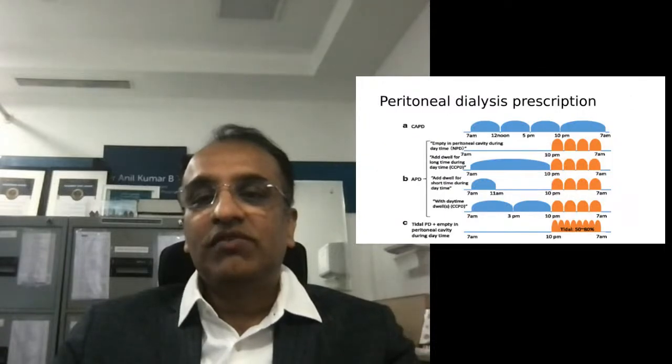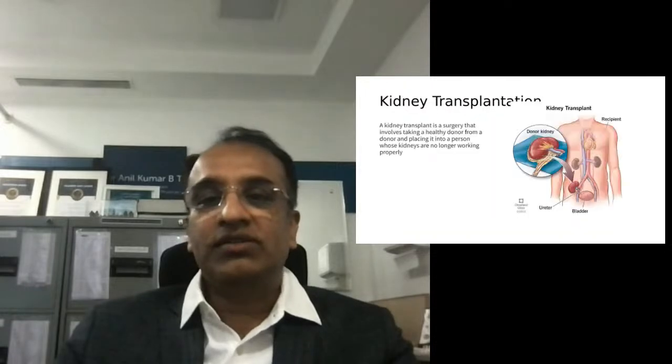So this is how the different cycles look. In APD, we can do night cycles alone. Daytime, we can do whatever you want. Or daytime also 1 cycle, and at night we can do 4 or 5 cycles. In manual, we have to do 3 or 4 cycles in a day.